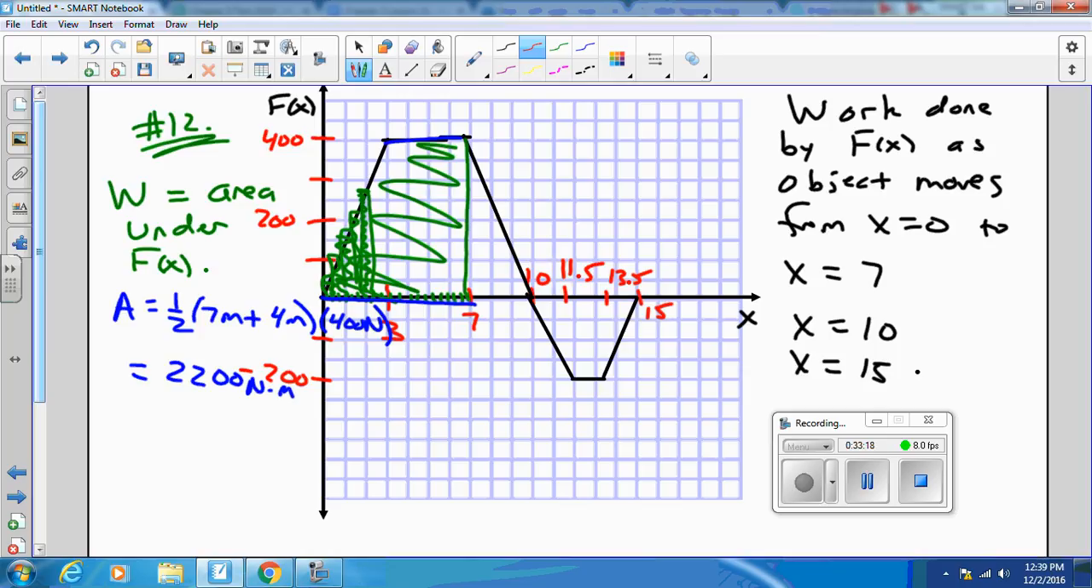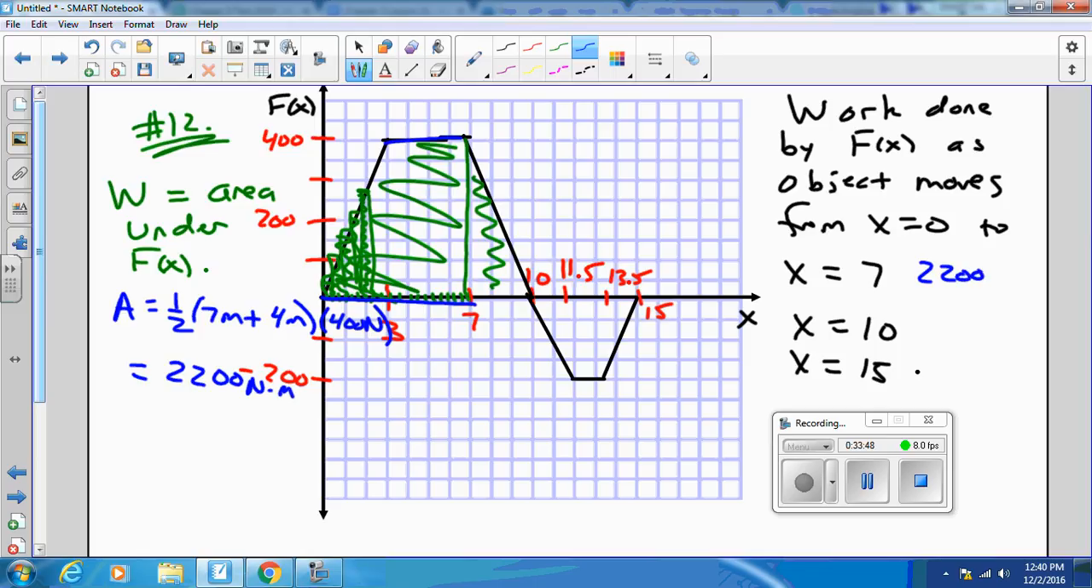So what if I go from 0 to 10? Well, the only thing that changes as I go from 0 to 10 is that I'm going to now add on additional area. I can handle this in one of two ways. I can recompute the whole thing as one big trapezoid, or I can take the area that I already got from 0 to 7 and add additionally the area from 7 to 10, which is a triangle. I'm going to do that.